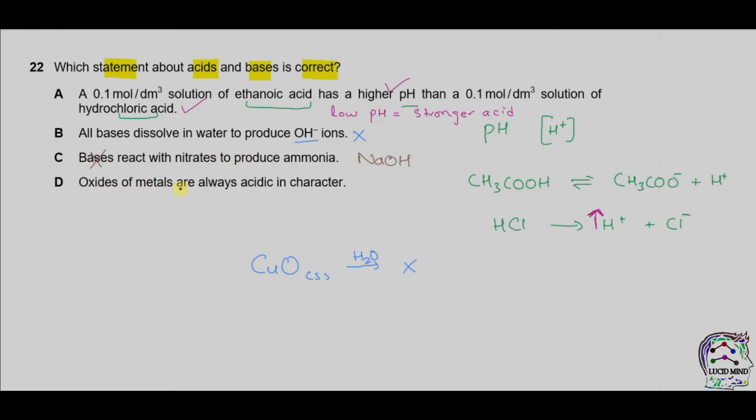Part D. Oxides of metals are always acidic in character. Metal oxides are usually basic in nature, they are not acidic. For example, we have sodium oxide. It can react with water to form sodium hydroxide, which is alkali or base. So therefore this is basic character, not acidic. Correct option is therefore A.